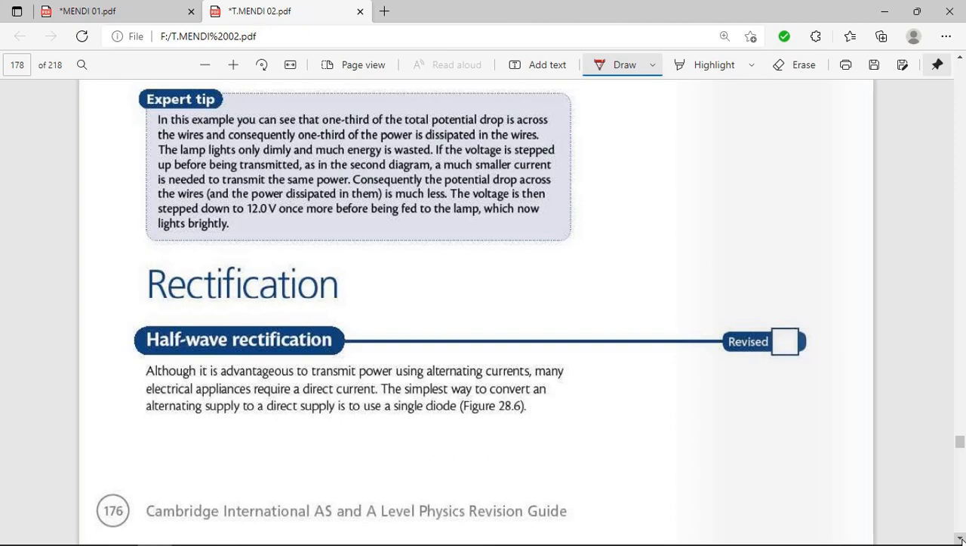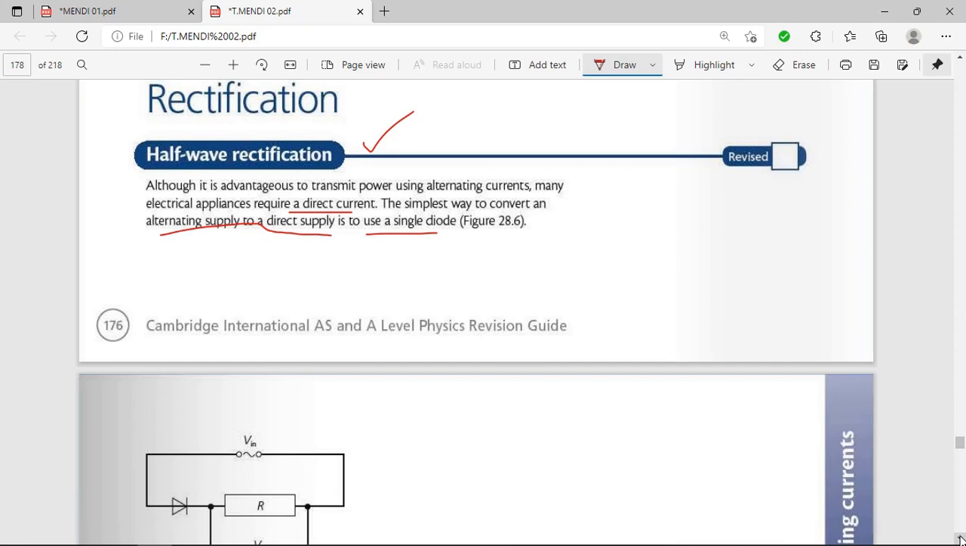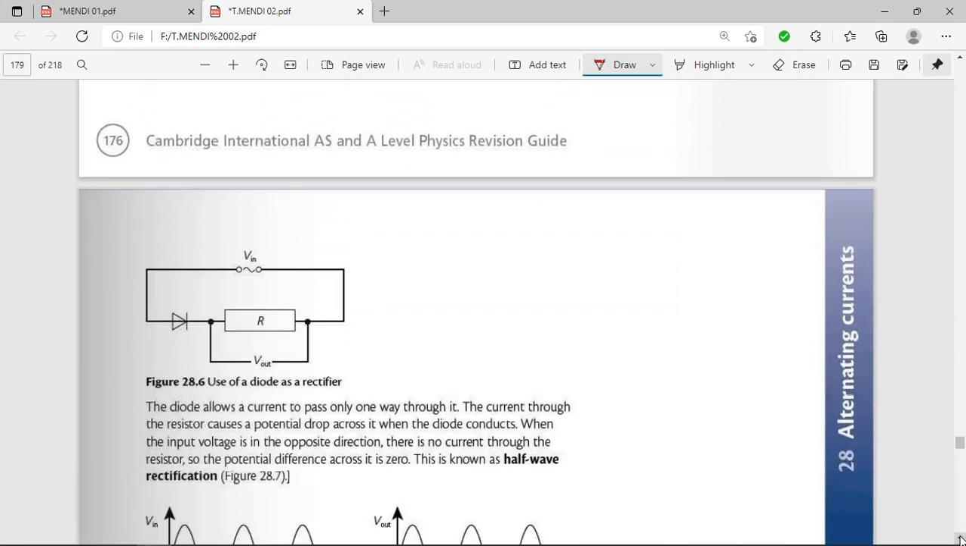So rectification is a way of obtaining direct current from AC. So we have what we call the half-wave rectification. Although it is advantageous to transmit power using alternating current, many electrical appliances require direct current. The simplest way to convert alternating current supply to direct current is to use a diode. So a diode helps us to convert alternating current to direct current.